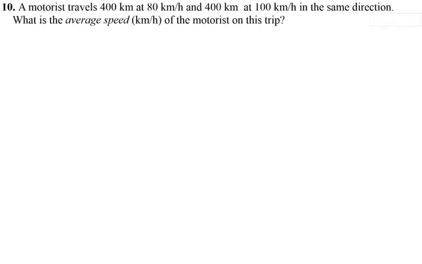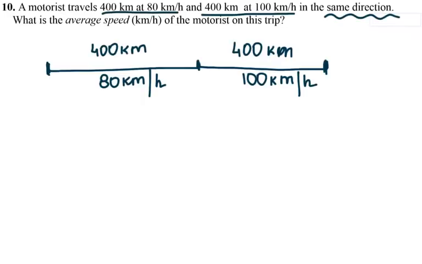Here's a new type of question. And again, let's write everything that is given. And then after you write everything that is given, pause it, try to solve it, and then watch me solving the question. So I wrote it this way. I see 400 kilometers at 80 kilometers an hour and then 400 kilometers at 100 kilometers an hour, and it was in the same direction.